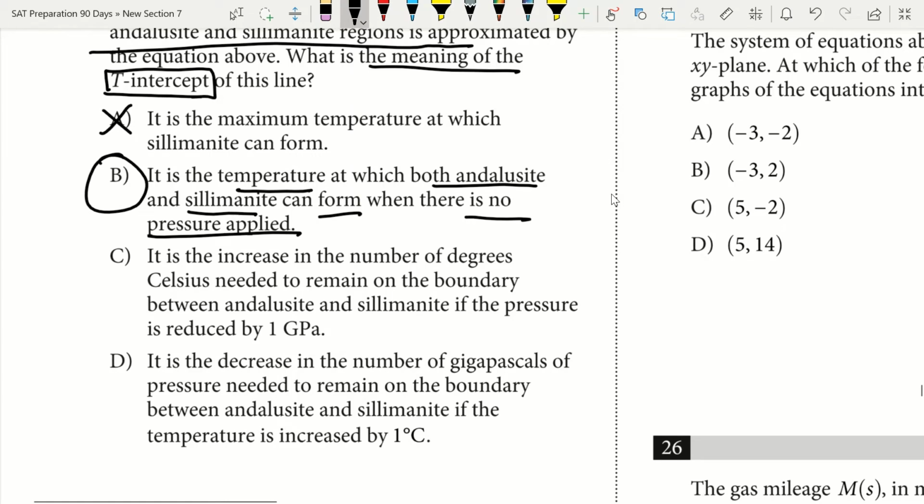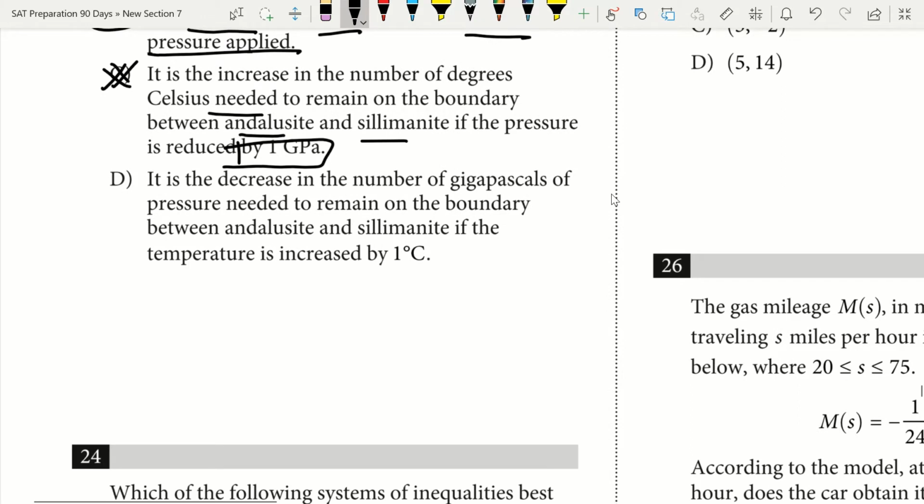In this case, that's going to be the one where there's no pressure applied, so my answer there is going to be B. Okay, we look at C, it says it is the increase in the number of degrees Celsius needed to remain on the boundary between andalusite and sillimanite if the pressure is reduced by 1. No, that would be indicating something with slope. If we're reducing a pressure by 1 or something, that's indicating to me something with slope.